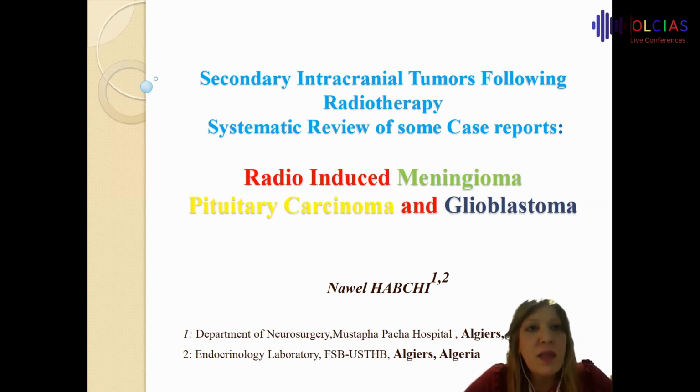The first one is the radio-induced temporal meningioma. The second one is the pituitary carcinoma. And the last one is the glioblastoma.